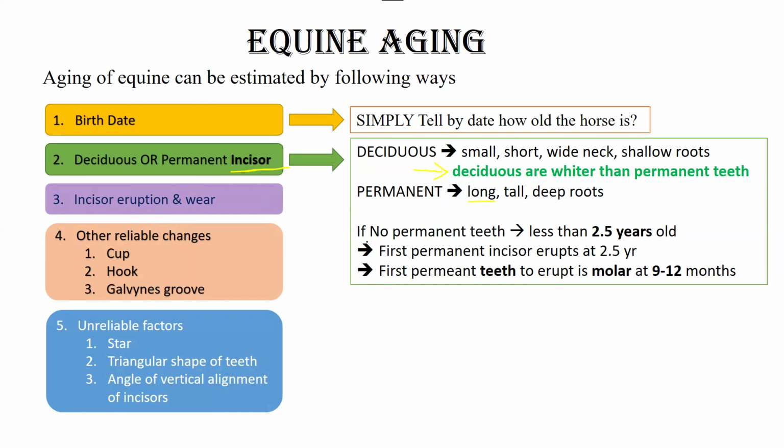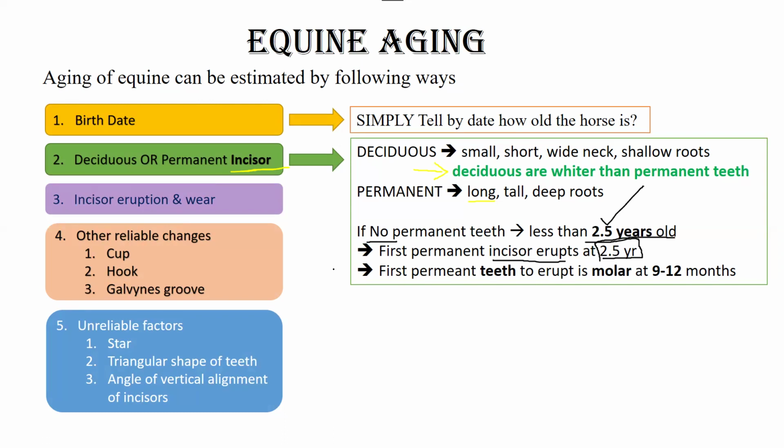If there are no permanent teeth, then the horse is less than 2.5 years of age. Where has this 2.5 come from? In the next slide we will see the proper chart of the eruption dates of incisor teeth in horses. But before that, just remember that the first permanent incisor erupts at 2.5 years. So if there is not a single permanent incisor, it means the horse is less than 2.5 years old.